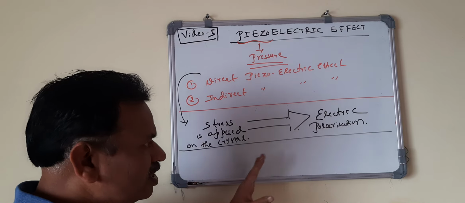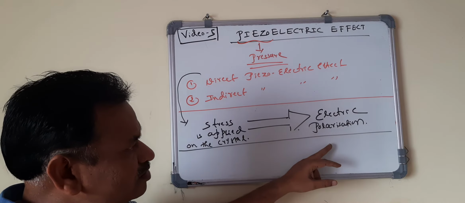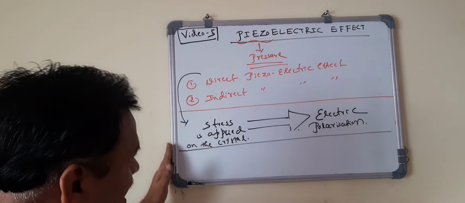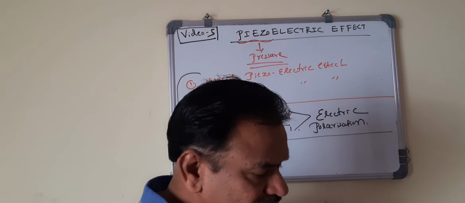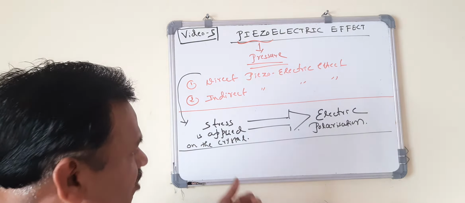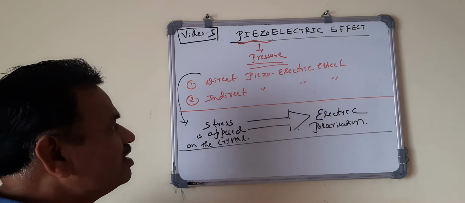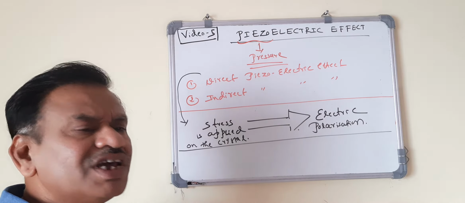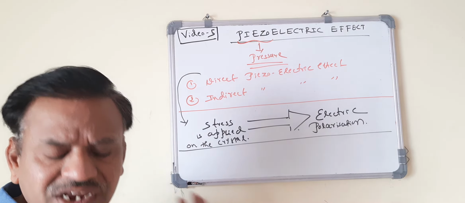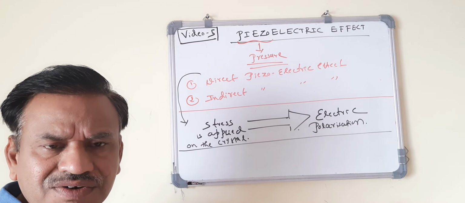I'll repeat once again. It is a phenomenon in which the ferroelectric material becomes electrically polarized. Electrically polarized means one side is completely positive charges and another side is simply negative charges, by applying that mechanical stress. This phenomenon is called the direct piezoelectric effect. A very good example is your lighter.